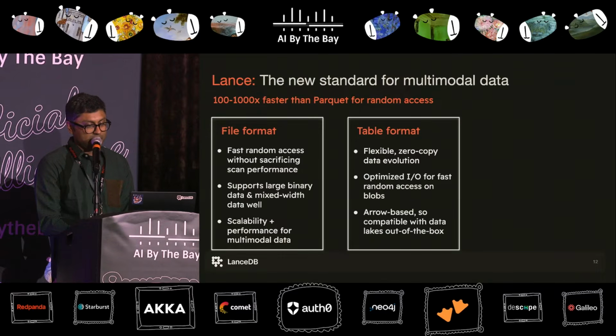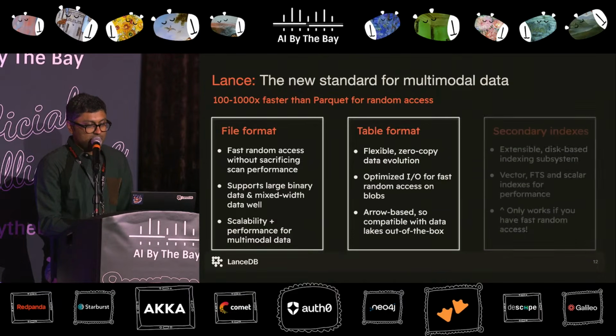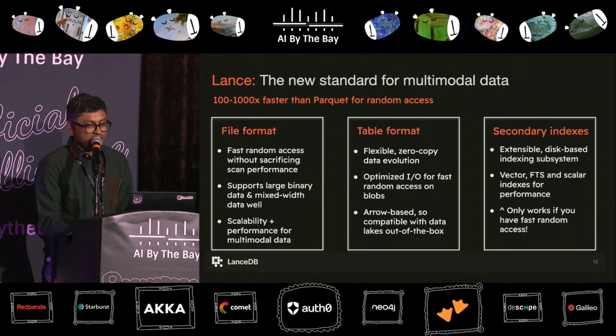Also, Lance is a table format, and I'll talk a little bit more about these 3 benefits listed here because they are worth spending more time to understand. But the third benefit that Lance provides is that it's an extensible disk-based index with full-text search, of course, vector index, and several other secondary indexes, and I'll talk a bit more about this as well. All indices in LanceDB are persisted to disk or object stores, which basically means lower memory usage as your data grows in size. And of course, all of this works well when you have very fast random access, which is the core strength of Lance, the format.